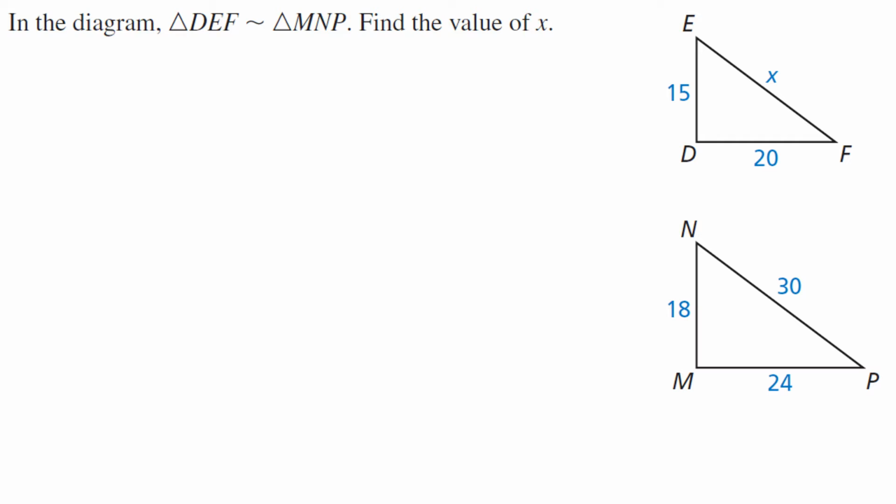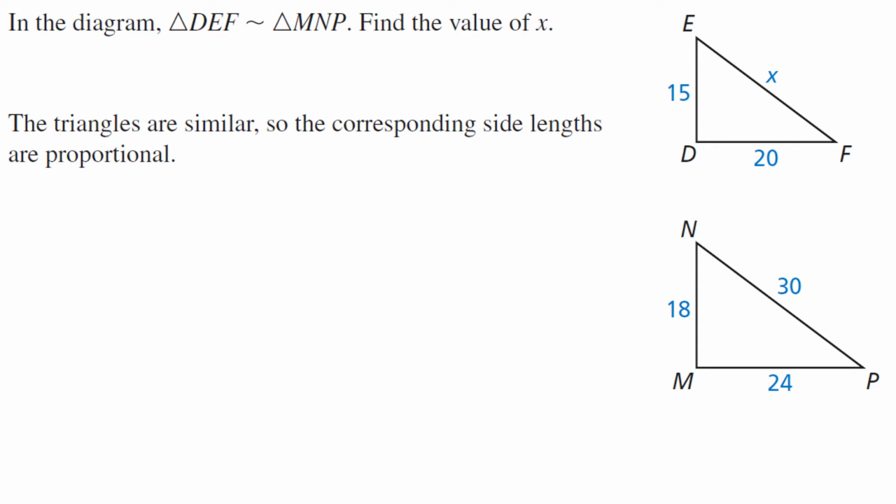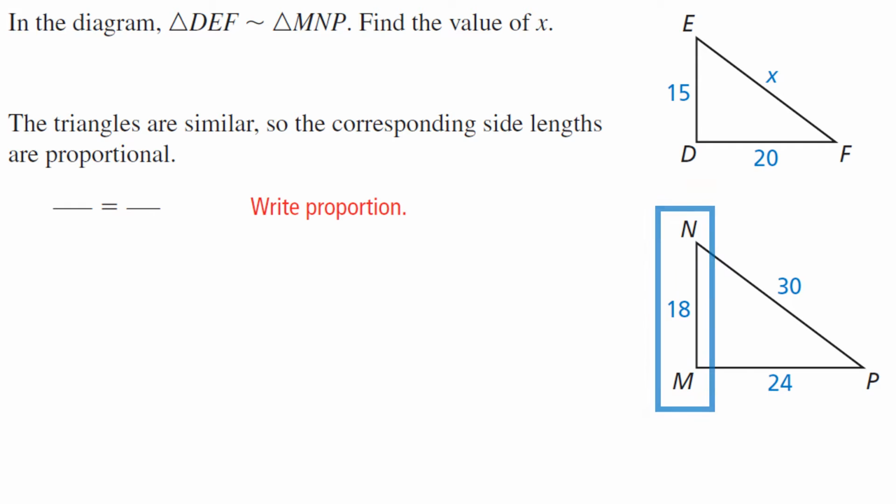Okay, well in this case, we don't have to show they're similar. We're already told the triangles are similar. We just want to find that value of X. Of course, corresponding side lengths are proportional. So I've got to write a proportion. Of course, somewhere in this proportion, I better have the side EF, because that's what I'm trying to find.